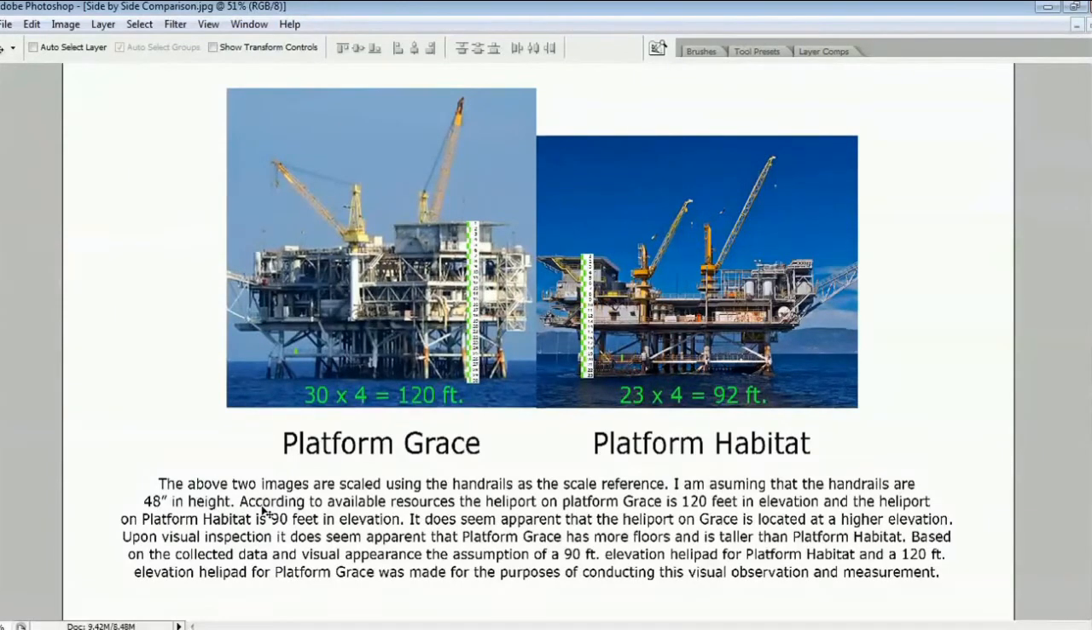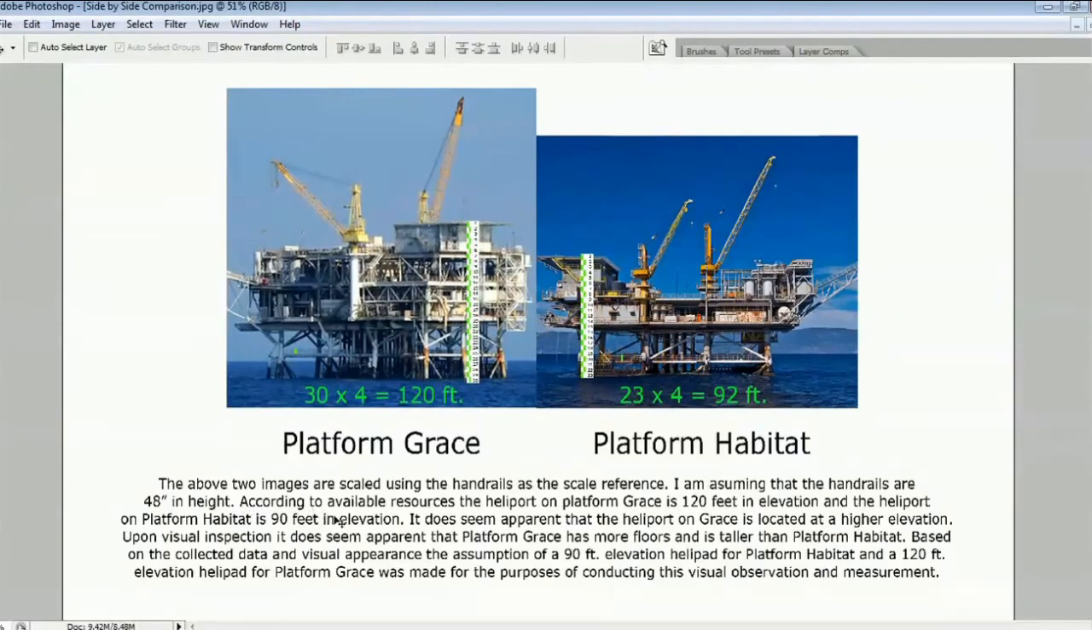It doesn't really matter because you're just talking about the comparison between the two platforms to try to estimate how tall Grace is. But I went ahead and used 48 inches and it worked out pretty well. I'll continue reading.